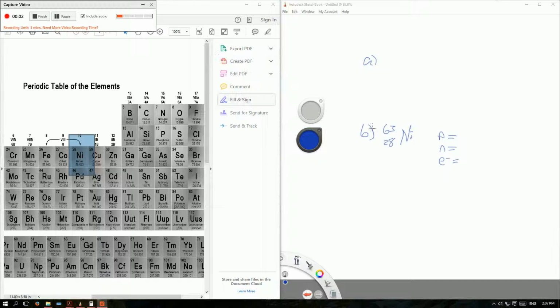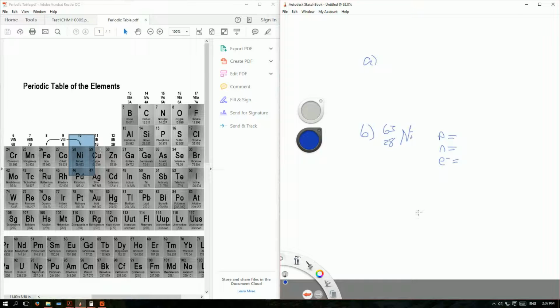Okay, so the mass is 63 here. So what this means is this is an isotope of nickel. It's not the one on the periodic table, which, remember, is just an average. So protons and electrons is equal to 28 and 28 here. Remember, this is a neutral atom, so there's no charge on it. So the electrons and protons just equal the atomic number.